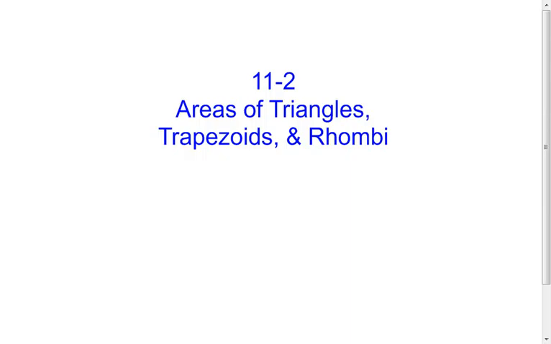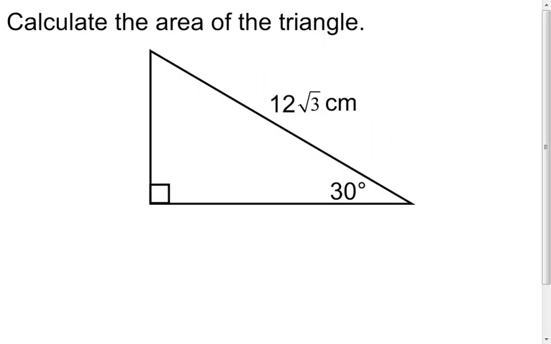Here I'm going to look at 3 examples, one dealing with triangles, one with trapezoids, and one with rhombi, dealing with the areas of those figures. My first one, I want to calculate the area of this triangle. Well, for starters, I'm going to think back to my area formula, and that area equals 1/2 times the base times the height.